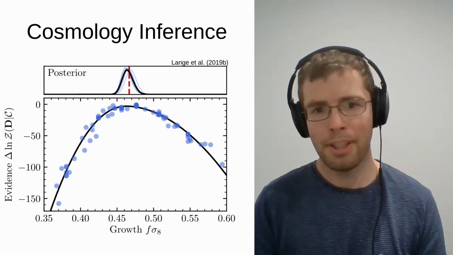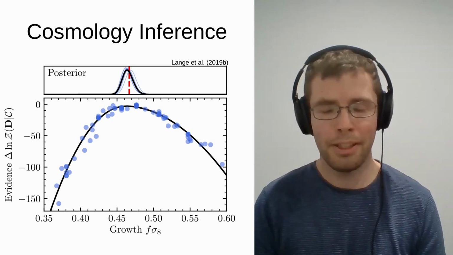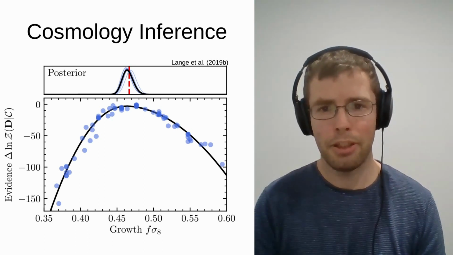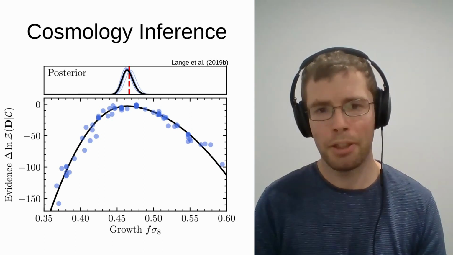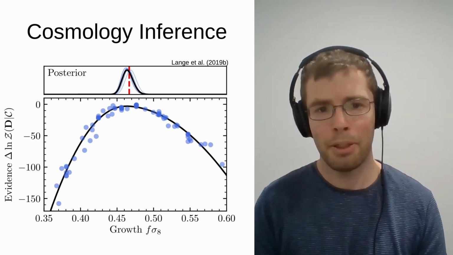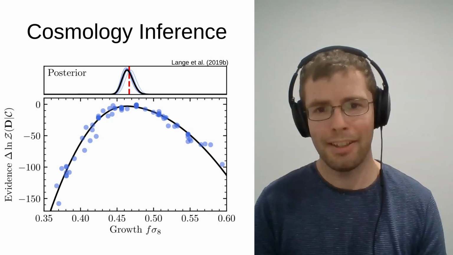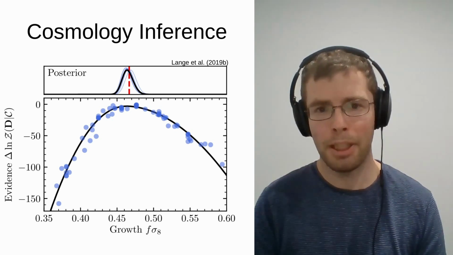You can see there is some scatter around this line. Part of the reason is that these different simulations have a finite volume, which means that there is stochasticity in the prediction of galaxy clustering, and thereby also stochasticity regarding the overall likelihood of each simulation.